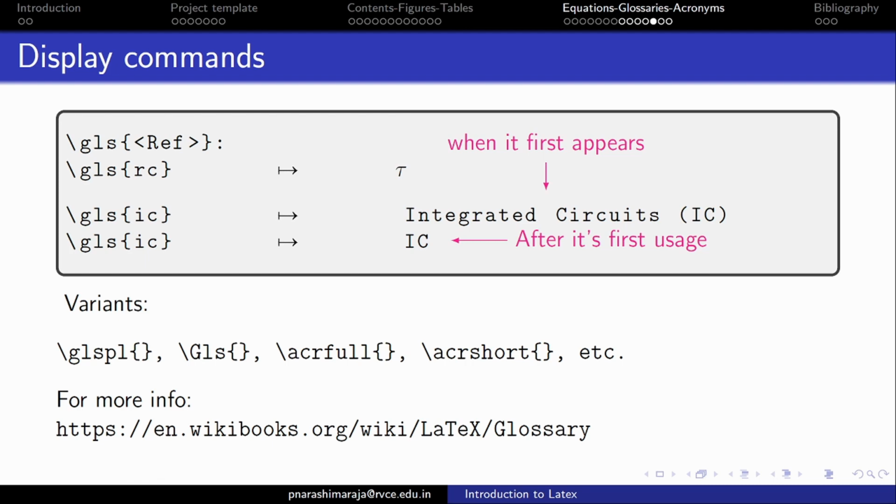Okay. Of course, there are different variants of GLS commands like GLS PL for adding plurals, and GLS with capital G, and ACR full and ACR short, etc. Students who want to know more can check the following link.